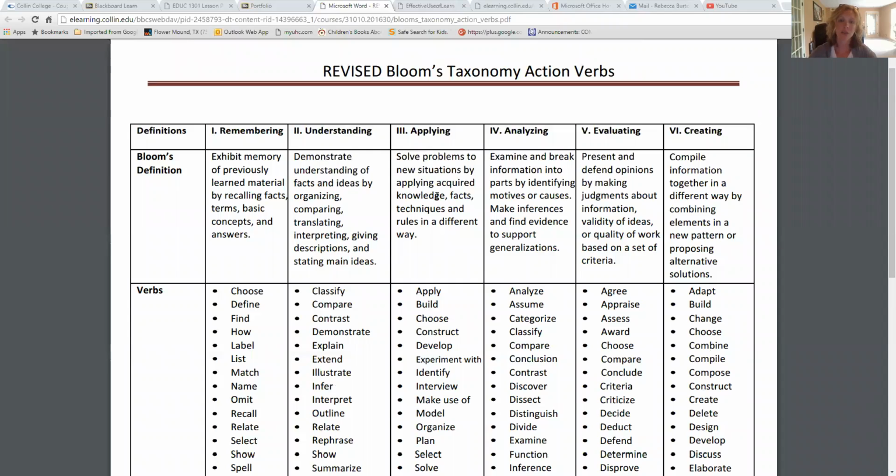Applying, the key here is it's applying to a new situation. So taking, let's say, a math concept and applying it to economics, or taking a math concept and applying it to giving and receiving change. Analyzing is breaking information into parts, and evaluating is putting those parts back together. And then creation is putting stuff together so that it creates a new pattern or a new element.